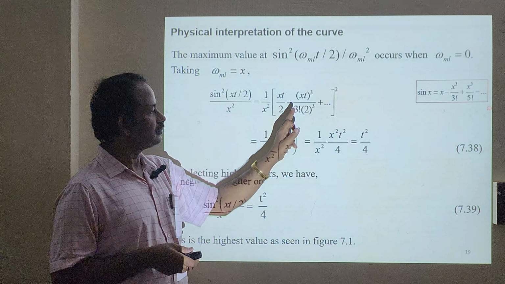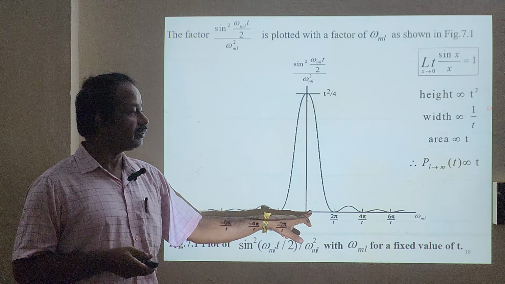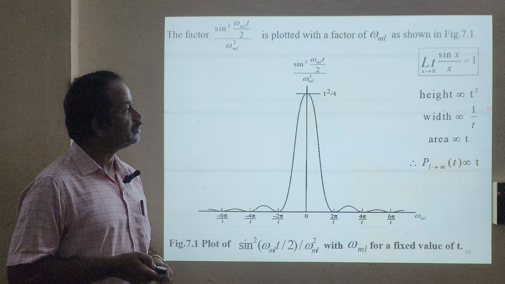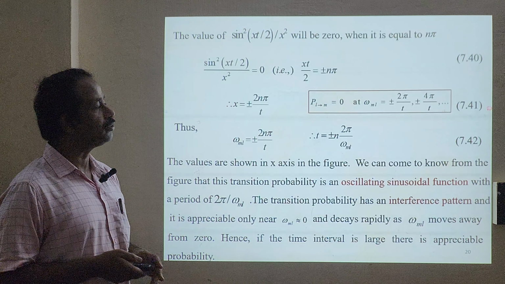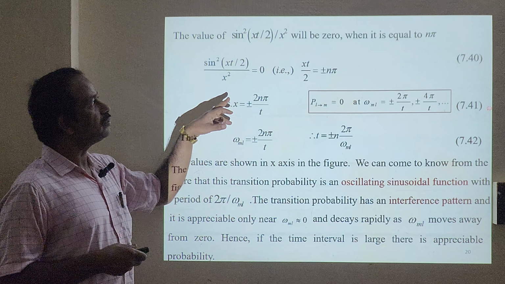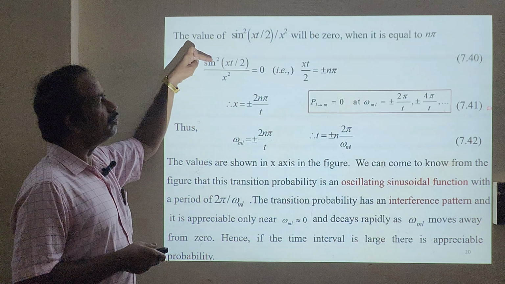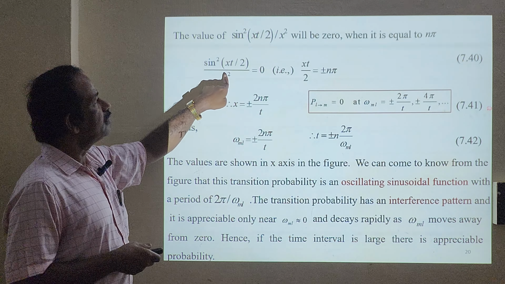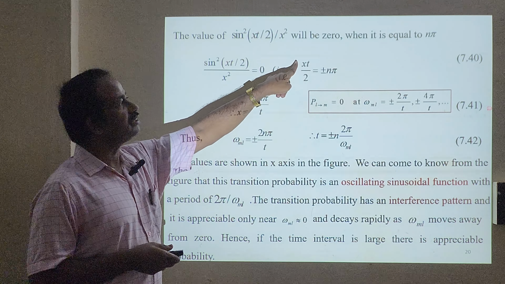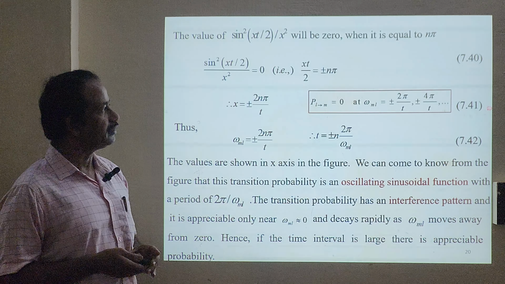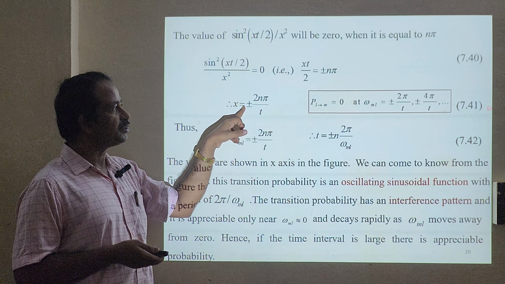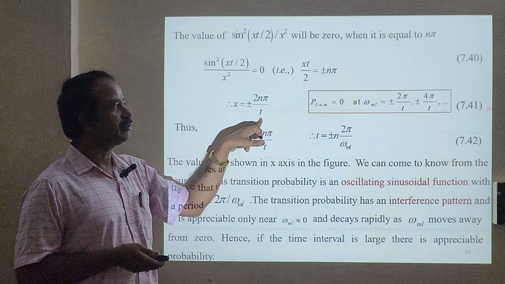Now we will find out where it becomes 0. The curve becomes 0 exactly at 2 pi by t, 4 pi by t on either side. That is when sin n pi equals 0 on either side. So sin squared of xt by 2, divided by x squared, will be 0 when xt by 2 is equal to n pi. So xt by 2 equals plus or minus n pi, so we have x equals plus or minus 2n pi divided by t.